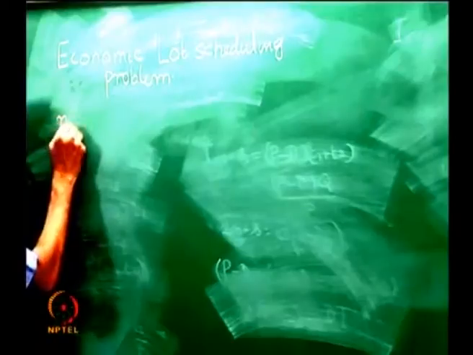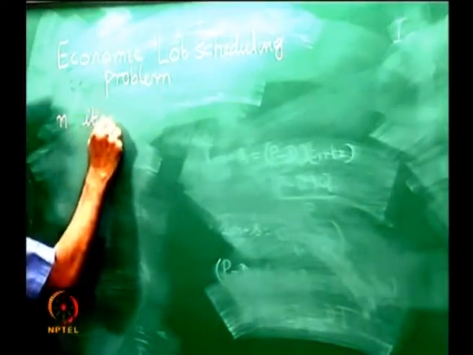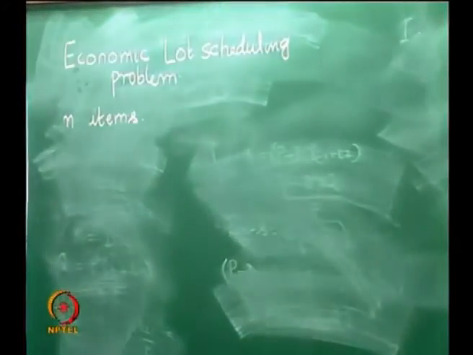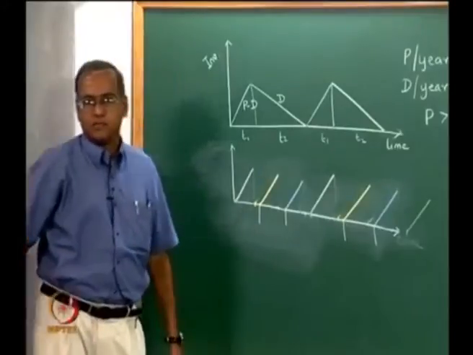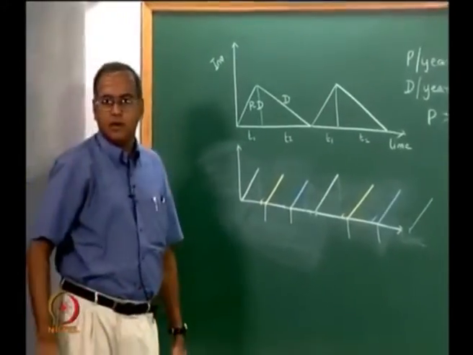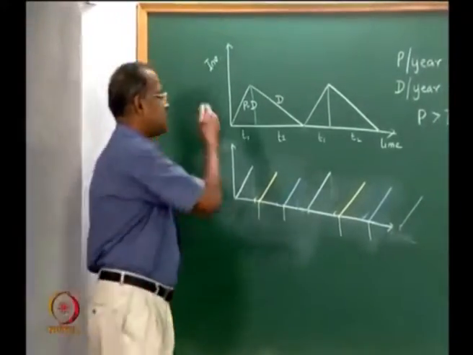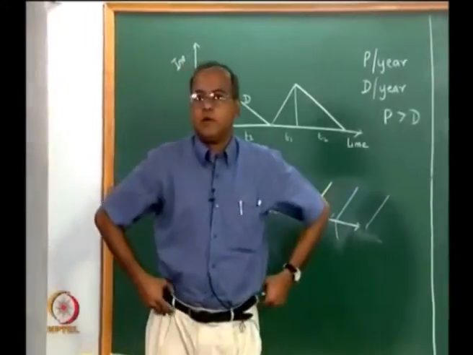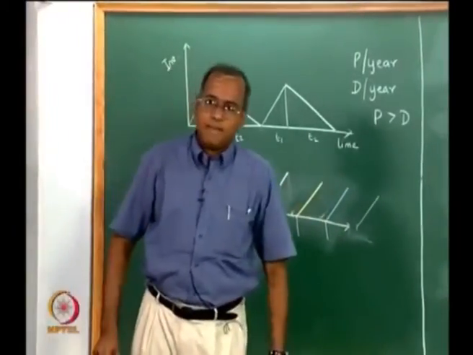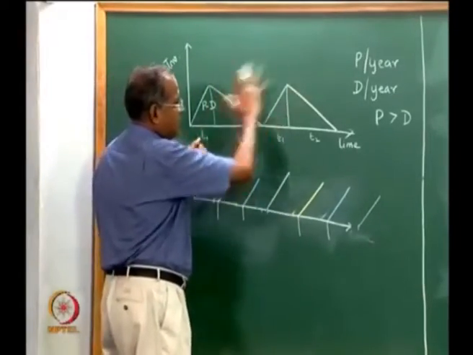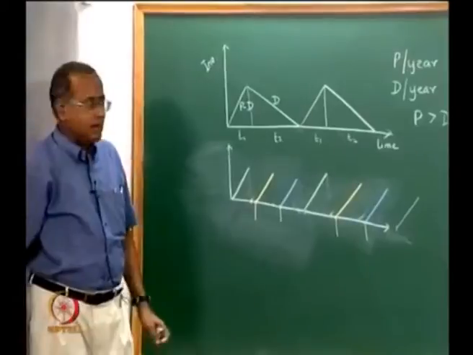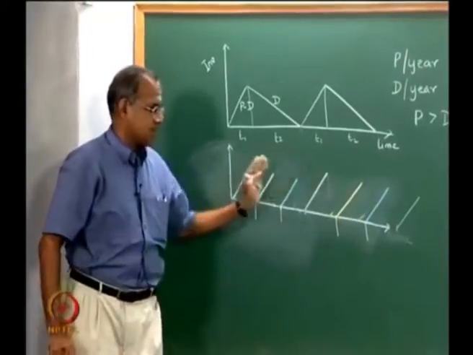Now if there are n items that we have to produce. In this example we showed 3 items, the white, the yellow as well as the blue. For each item there is a setup cost, there is an inventory holding cost, right. So, for example, each item will show a figure like this, but the equipment will show figures like this.